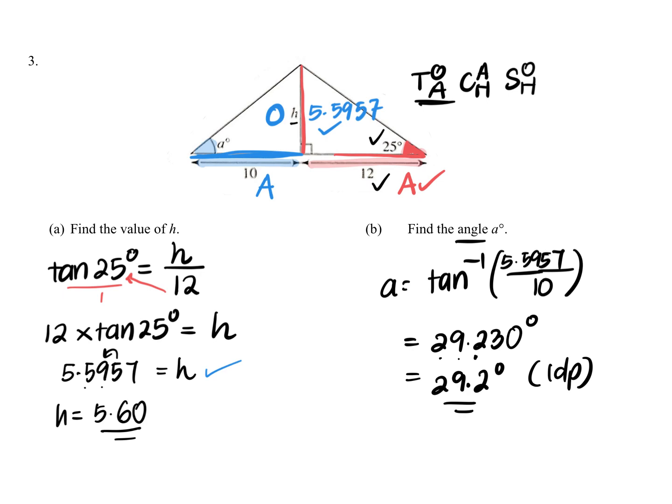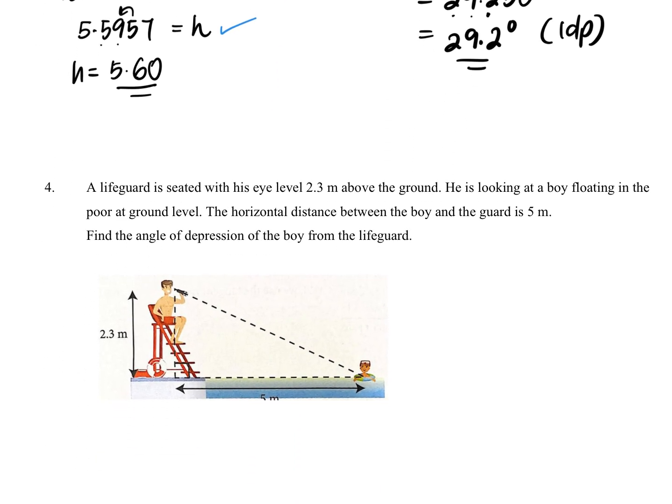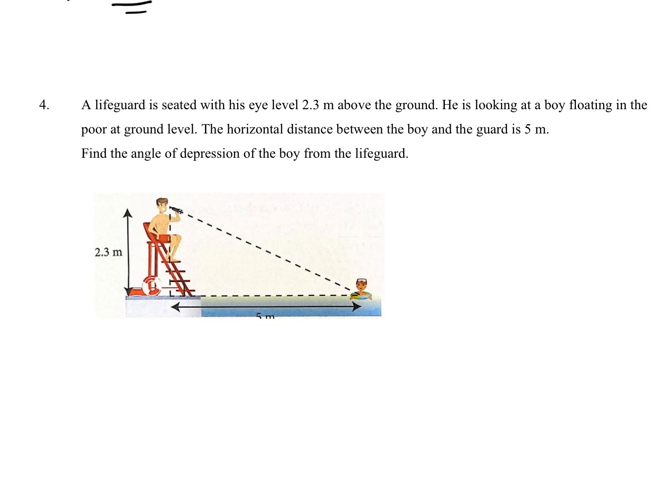Now let's take a look at the last part. The last type of question that is related to trigonometry will be angle of elevation and depression. Now most of you know how to do angle of elevation. So in this case, I'm going to work out a word problem on angle of depression instead. Okay, so a live scenario here. A lifeguard is seated with his eye level 2.3 meters above the ground.